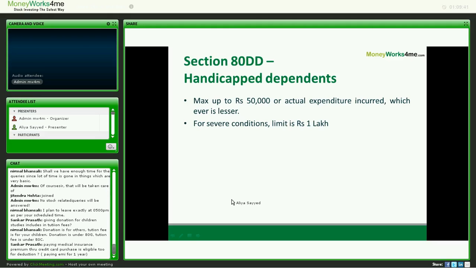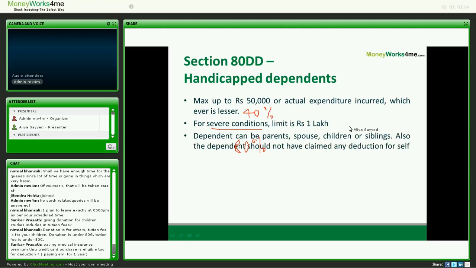So the maximum is 50,000 for normal disabilities, and for severe conditions the limit is increased to 1 lakh. What is meant by a severe condition is 80% and above disability. So 40% to 80% disability will classify for a normal deduction of 50,000, and 80% and above disability will classify for a 1 lakh deduction.